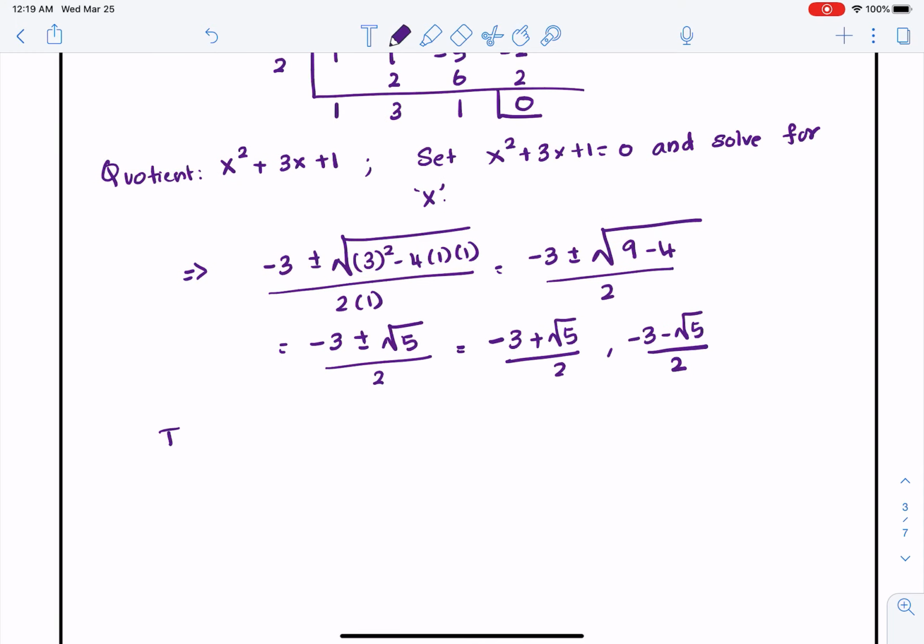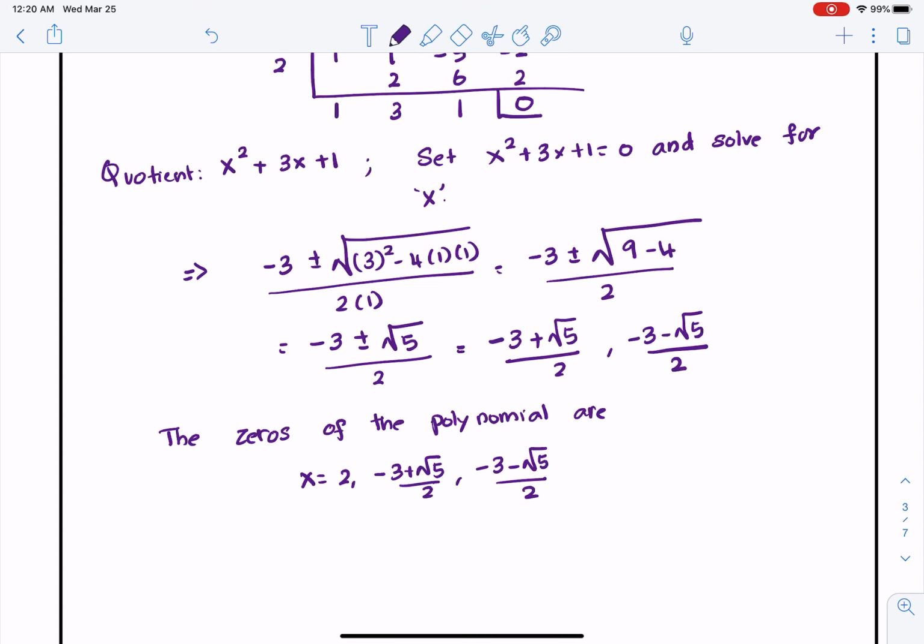So the zeros of the polynomial are x is equal to 2, minus 3 plus square root of 5 over 2, and minus 3 minus square root of 5 over 2.